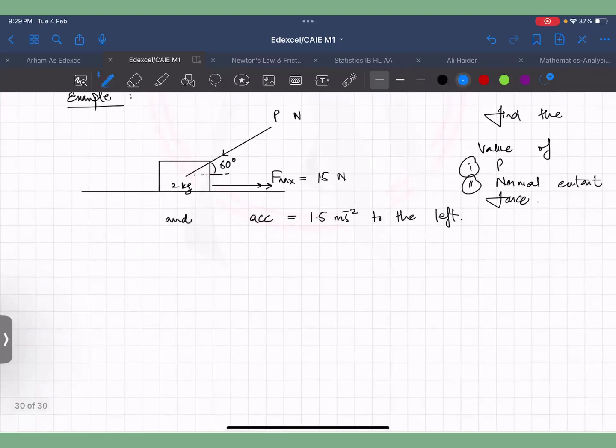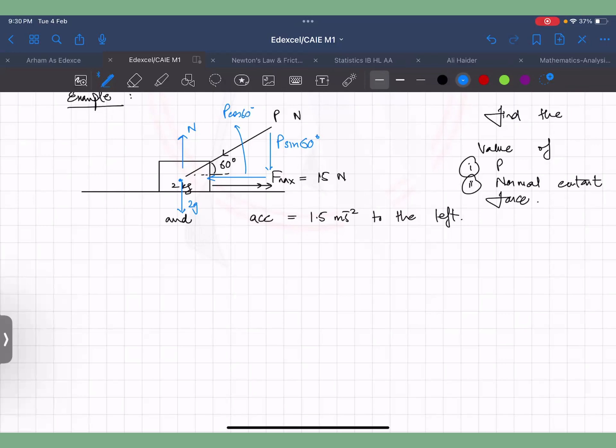First of all, you would identify all of the forces acting on this block. So you have the weight, definitely. Even if they don't give you, you have to identify, which would be mass times gravity, so 2 times g. And you have the normal contact force, definitely, which would be acting upwards. And if you break down the force of P into its components, vertically downward it would be P sin 60, the component opposite to the angle is always sine, and this one would be, I don't have very much space, this is P cos 60.